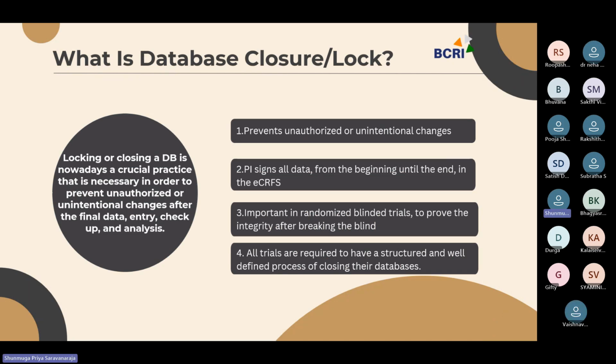So we have seen a gist of what database closure and lock is. It is a crucial practice which is necessary to prevent unauthorized or unintentional changes after the final data has been received. And these are the different steps which help when I close the database. One is that it prevents unauthorized access. Then the PI signs off all the data, from the beginning until the end of data collection. Important in blinded trials is to prove integrity after breaking the blind, which means since the data cannot be changed, if I unblind the study, the integrity is maintained because no one can edit any data after the unblinding process. And all trials are required to have a structured and well-defined process to close the database, which means each organization should have standard operating procedures for this process to happen in a structured and well-defined way.